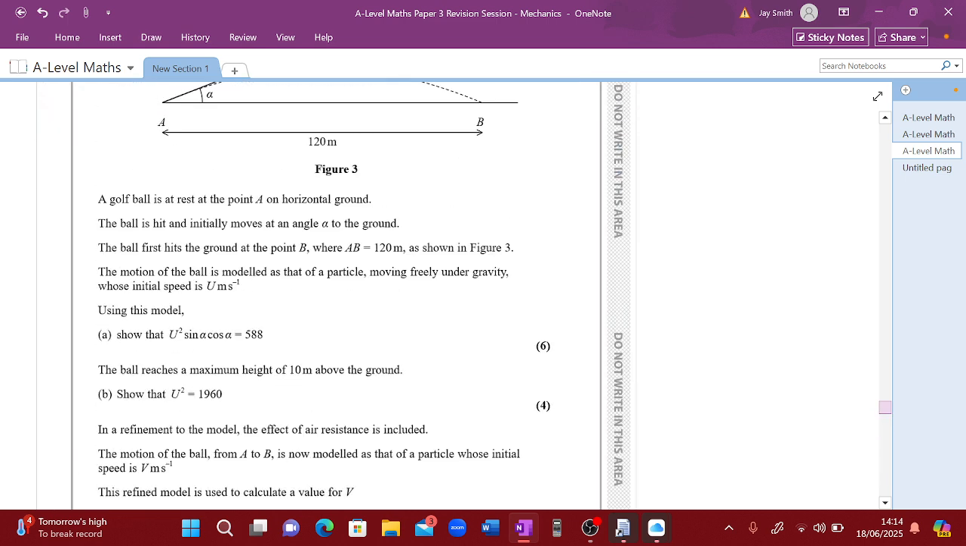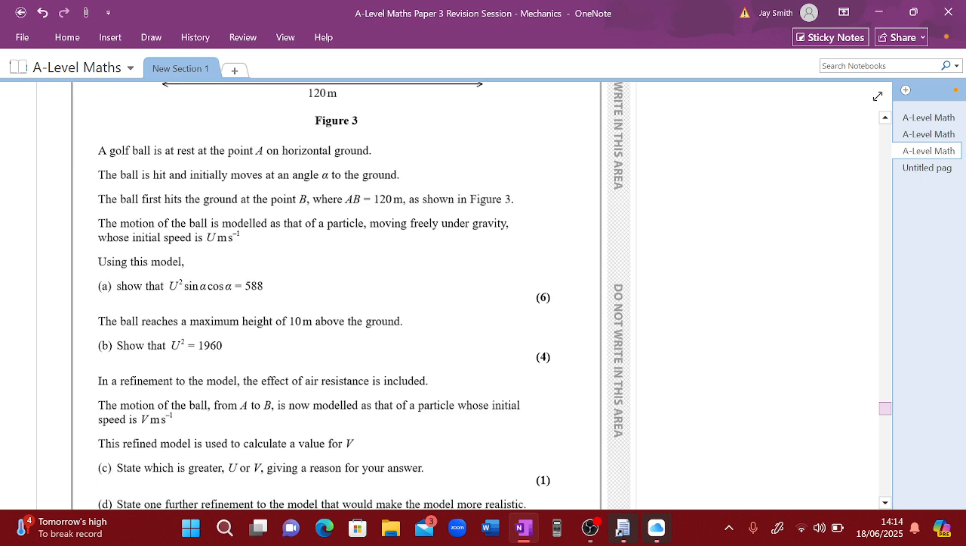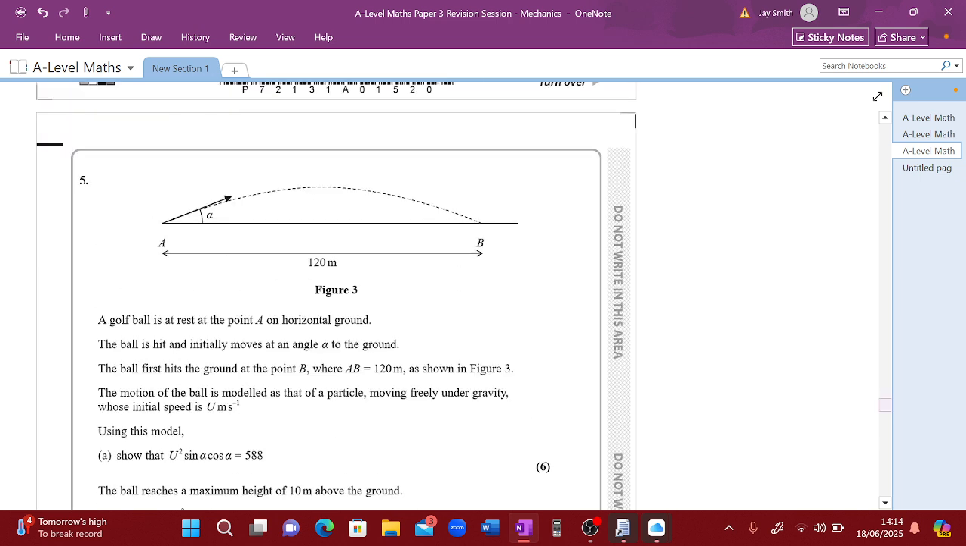Question 5. Okay. So we are told a golf ball is at rest at a point A on horizontal ground. The ball is hit and initially moves at an angle alpha to the ground. The ball first hits the ground at the point B, where AB is given. Okay, so they're giving us all the information there, and the speed is u.